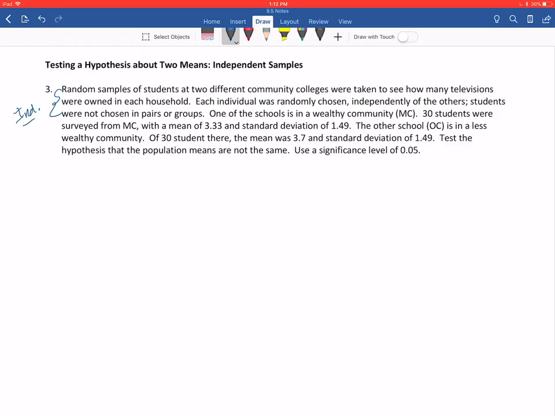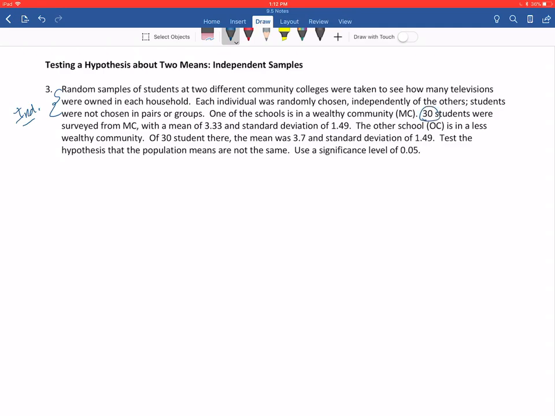One of the schools is in a wealthy community called MC. 30 students were surveyed from there with a mean of 3.33 and a standard deviation of 1.49. And again, that's how many TVs on average are in a household in that community. The other school, OC, is in a less wealthy community. Of 30 students there, the mean was 3.7 and the standard deviation was 1.9. Test the hypothesis that the population means are not the same, and we're going to use our standard significance level.